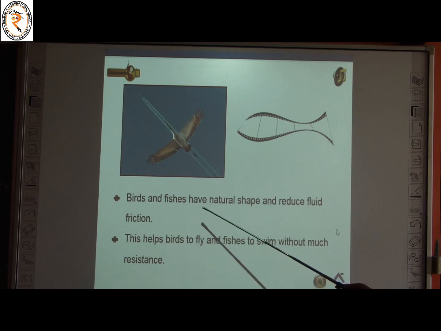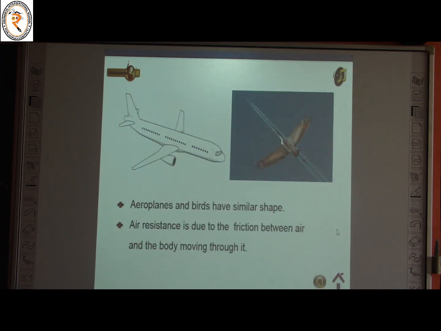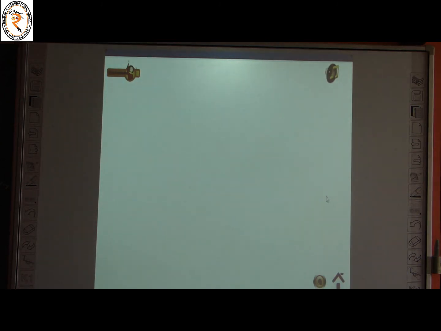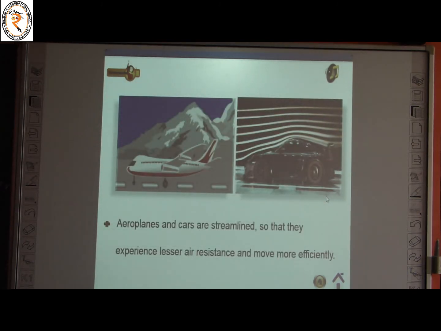Birds and fishes have a natural shape that reduces fluid friction. This helps birds to fly in the air. Airplanes and birds have a similar shape. Air resistance is due to the friction between air and the body moving through it. The next one: airplanes and cars are streamlined so that they experience lesser air resistance and move more efficiently.